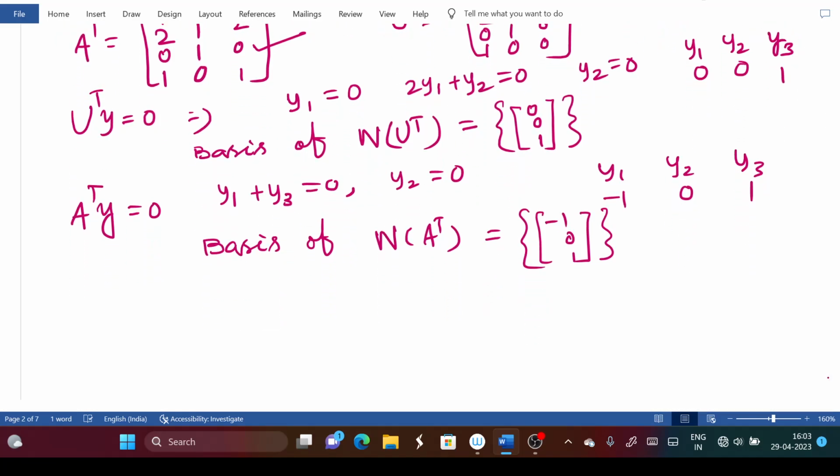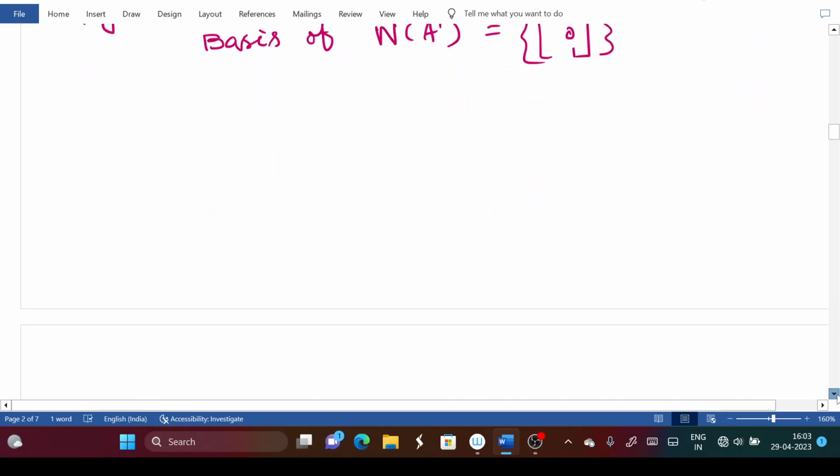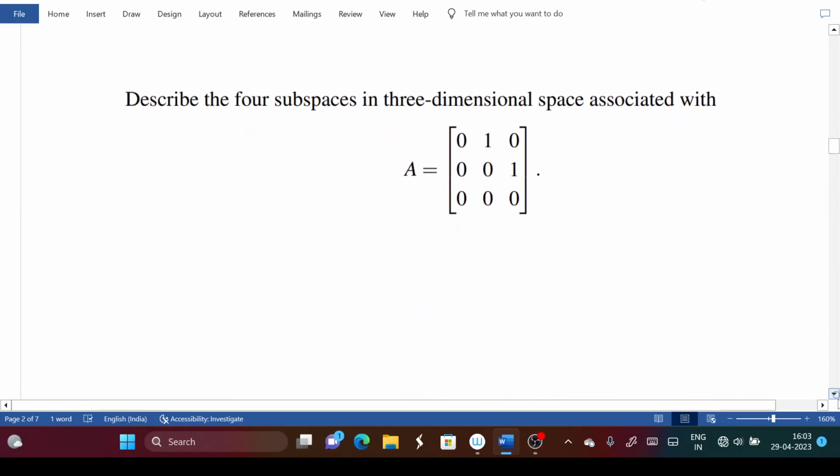So four fundamental spaces basis we have obtained, but what we have observed again, we have observed that null space and row space of A and its echelon form are same, but column space and left null space of A and its echelon form are different. Next is describe four subspaces in three-dimensional space associated with.